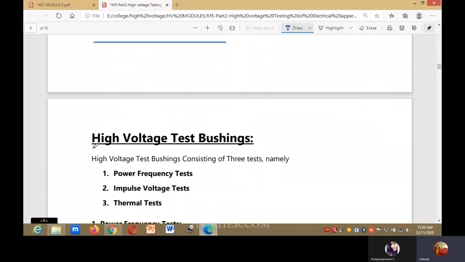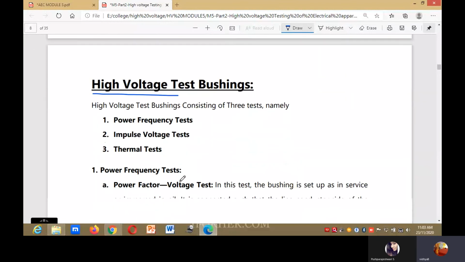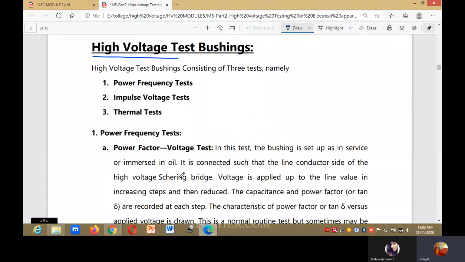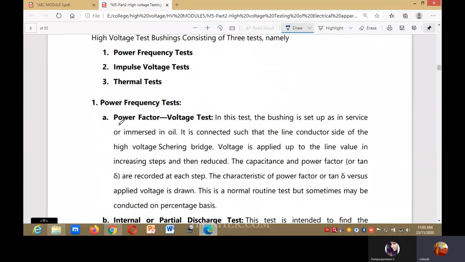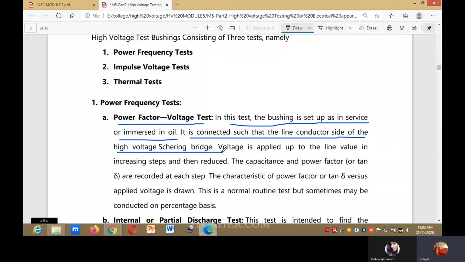Next is high voltage test on bushings. High voltage tests on bushings consist of 3 tests, namely power frequency test, impulse voltage test, and thermal test. First, power frequency test. In the power frequency voltage test, the bushing is set up as in service or immersed in oil. It is connected such that the line conductor side is to the high voltage Schering bridge.